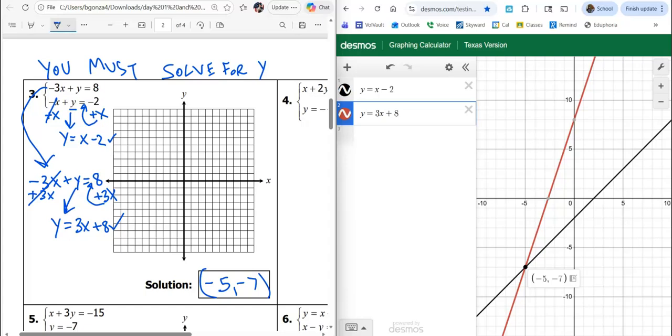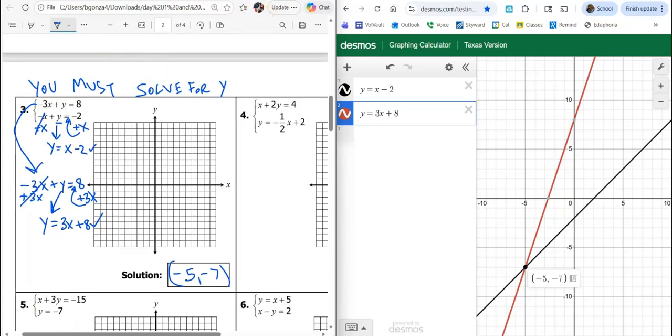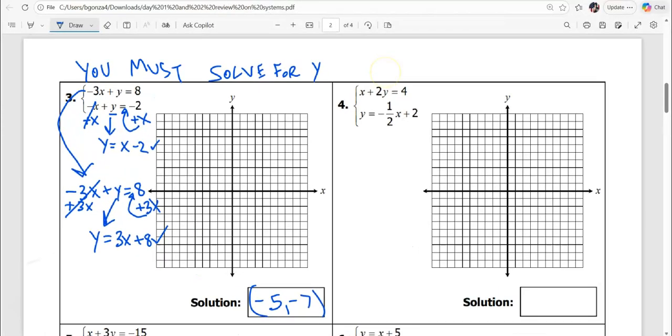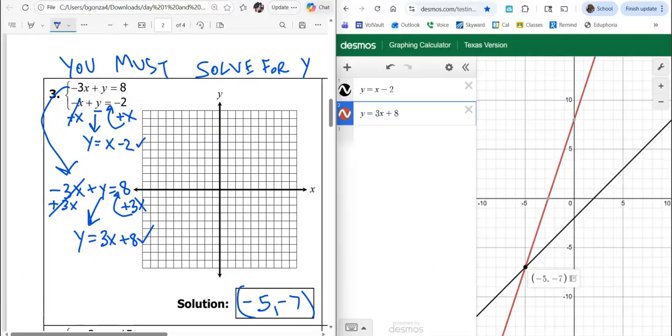All right. Now I want you to do number 4, por favor. And we'll call it a day on the notes. We can finish the rest of it another time. Everyone try number 4, please.